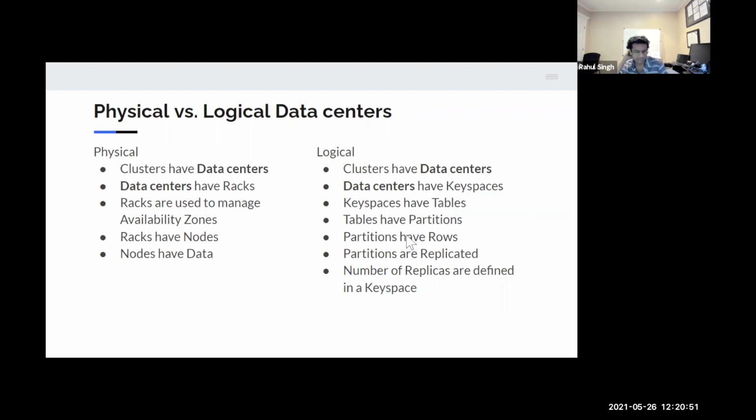What are logical data centers? So logical data centers are defined the same way as physical data centers. It's just the machines they just happen to be in the same place.